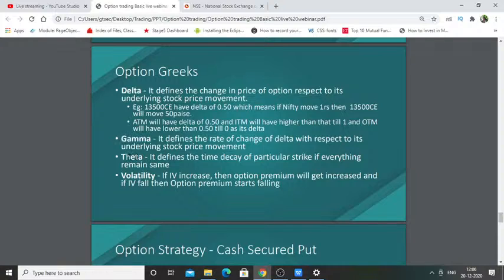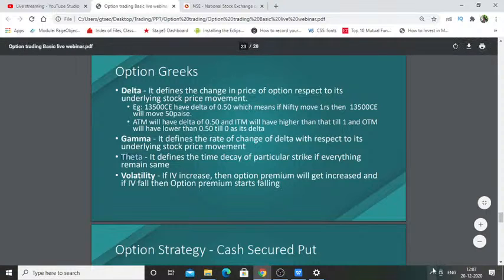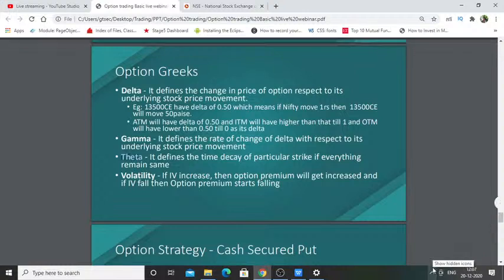If you look at theta, it defines the time decay of a particular strike price option premium if everything remains the same. Option prices are a combination of both intrinsic value and time value. So theta tells us how much that particular option's time value is going to decay every day.